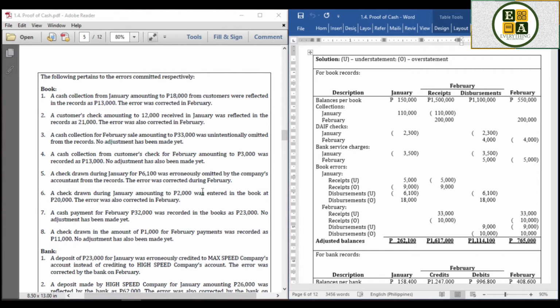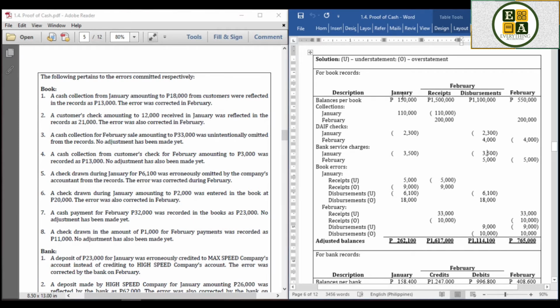Okay. Book errors, number 1, it says here, a cash collection from January amounting to 18,000 from customers was reflected in the records as 13,000. The error was corrected in February. It says there that we had a collection of 18,000 in January. It should be in January. But what we recorded is only 13,000. So our January cash information is lacking, our January cash balance is short by 5,000. Because 18,000 minus 13,000, we have 5,000.